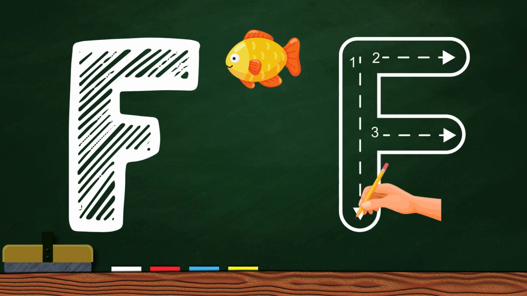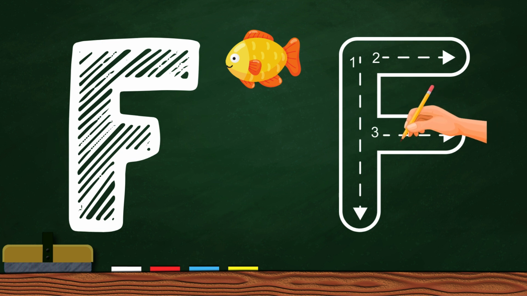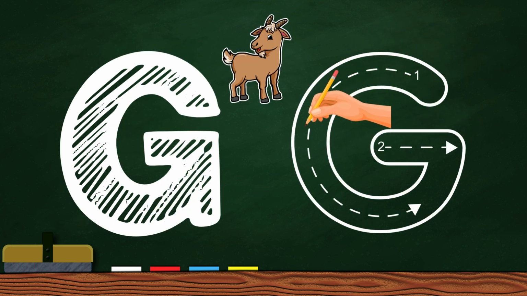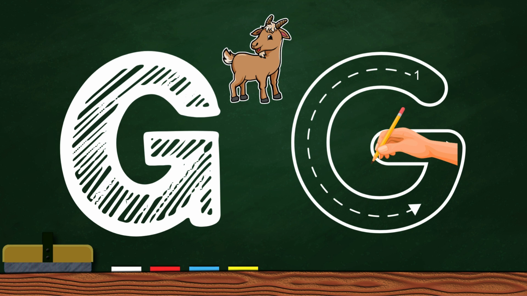Letter F, draw a line straight up and down, line across at the top to make the middle a little shorter. Letter G, start like a C, but add a line to the right at the bottom, that's just fine.